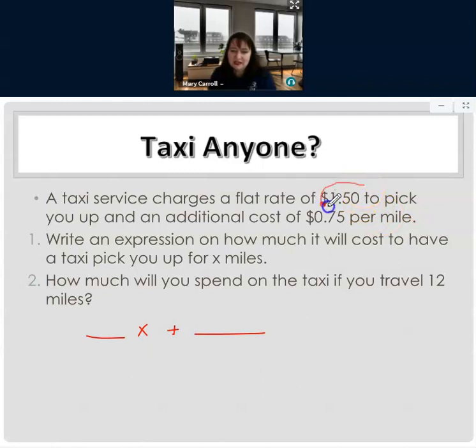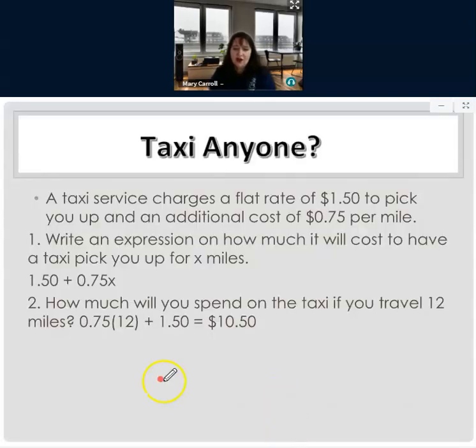Alright, so the first thing I noticed, I have 2 prices, okay? This is per mile, so my 75 cents is going here. My $1.50 is a flat rate for just being picked up. Alright, I did write it a little bit neater here, and then I replaced the 12, so I got $10.50 is my total bill.